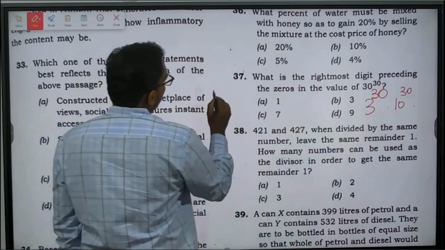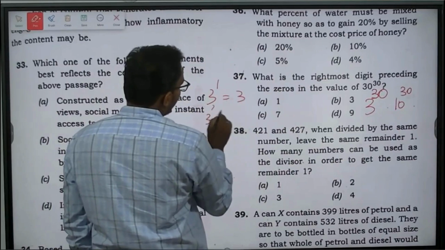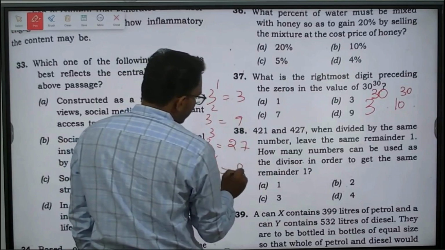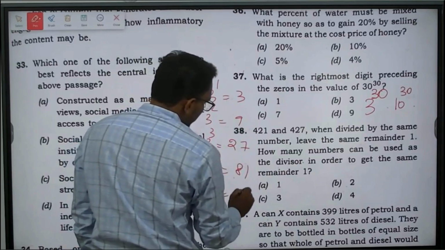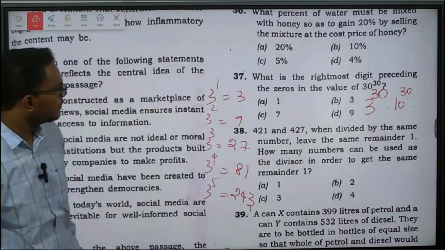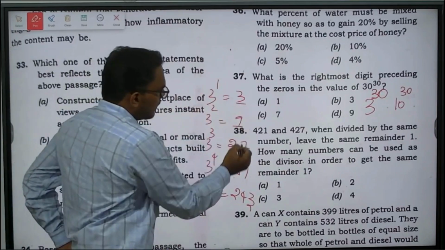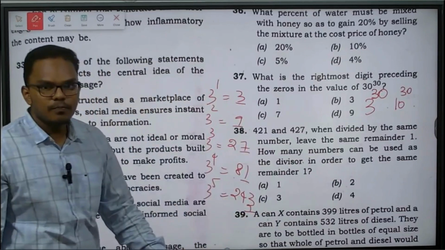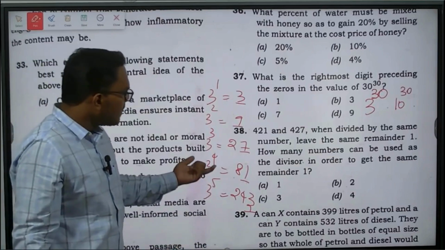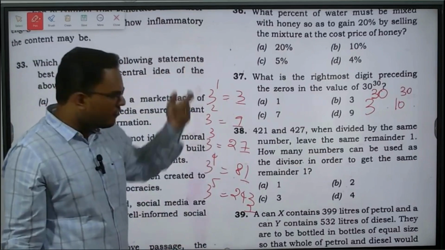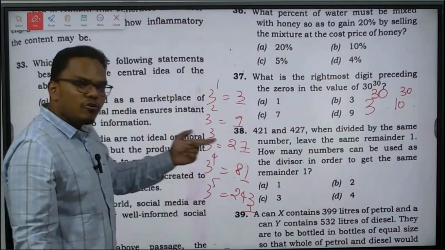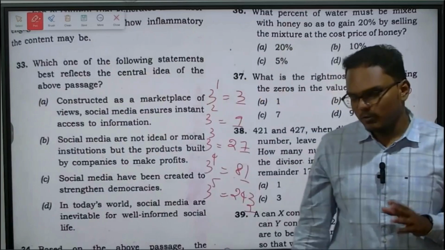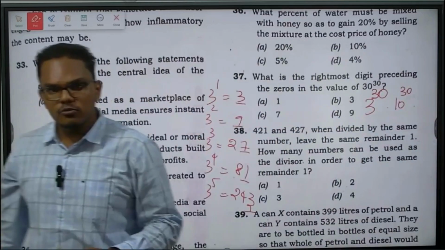Okay. So now your 3 power 1 ends with 3. Your 3 power 2 ends with 9. Your 3 power 3 is 27. Your 3 power 4 is 81. Your 3 power 5 is 243. So you will see a pattern: 3, 9, 7, 1, again 3, 9, 7, 1. It just keeps on repeating. So every 3 power multiple of 4 will end with 1. Your 3 power 4 will end with 1, 3 power 8 will end with 1, 3 power 12 will end with 1, 3 power 16 will end with 1. Similarly, your 3 power 28 also will end with 1.